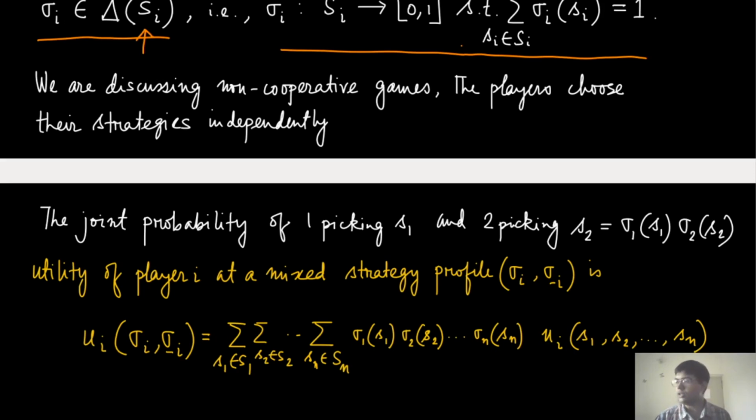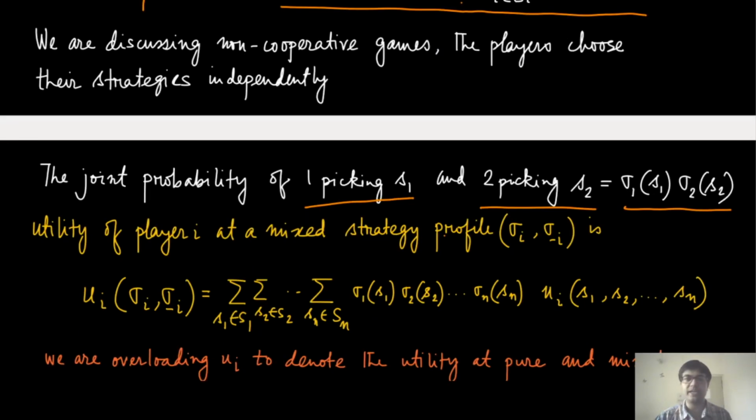Now, according to that, when player 1 is picking s1 and player 2 is picking s2, the probability of that happening is going to be just the product of their marginals, and this is because these players are picking their actions independently. So there is no joint distribution. The joint distribution actually decomposes into the product of marginals. Now, using this property, we can actually write down the utility of a specific player at a mixed strategy profile sigma i, sigma minus i. So again, very similar to the pure strategy profile, we are now going to write sigma i, sigma minus i as the mixed strategy profile.